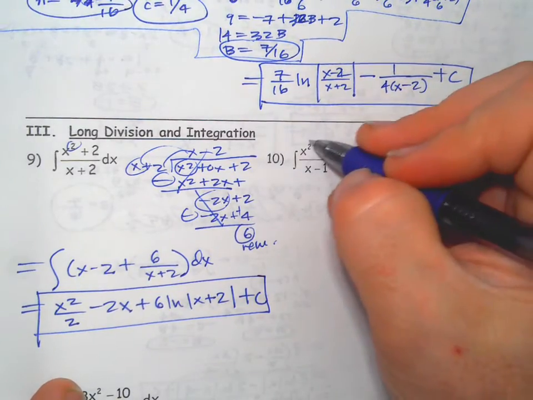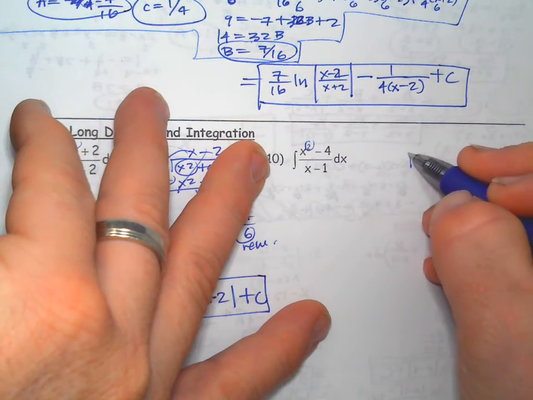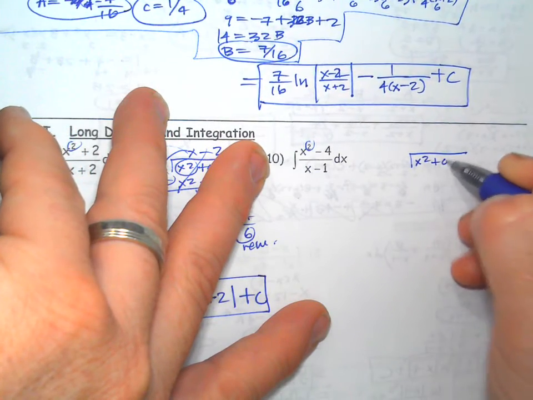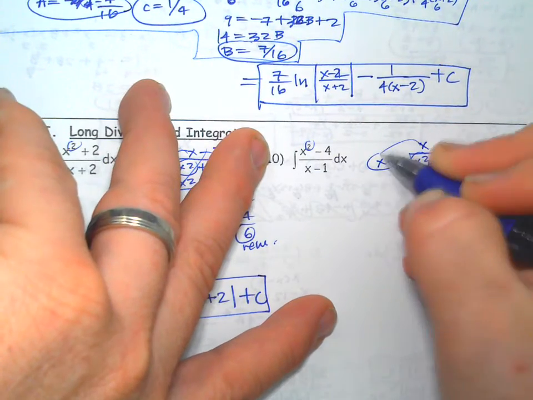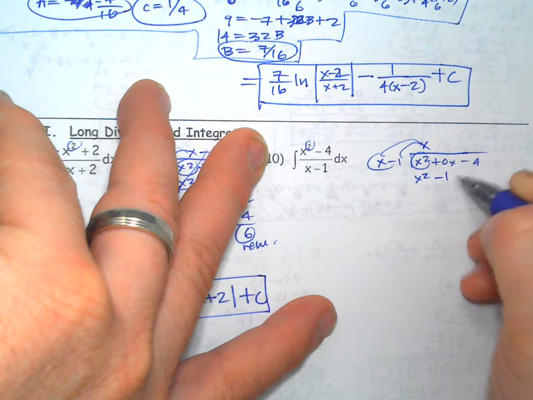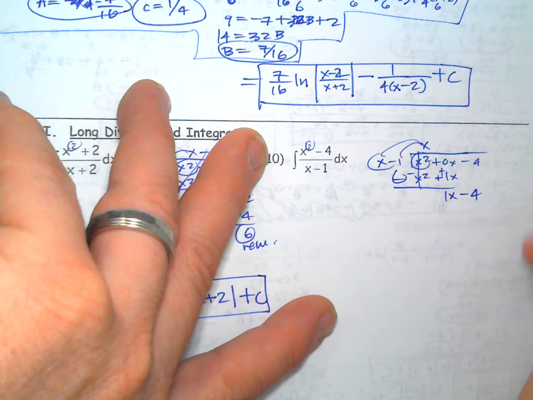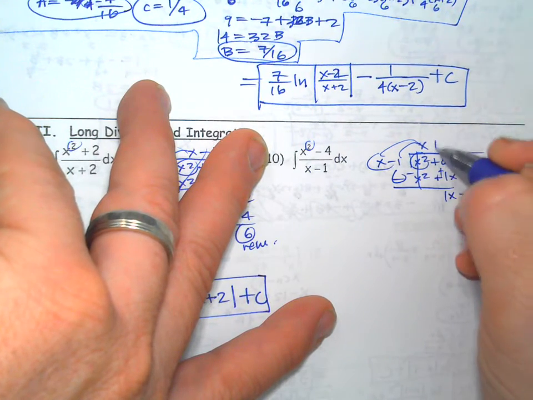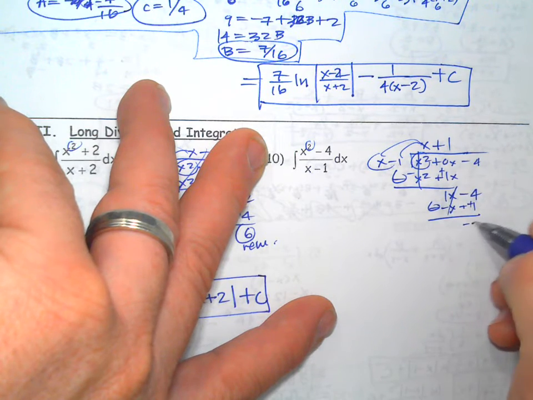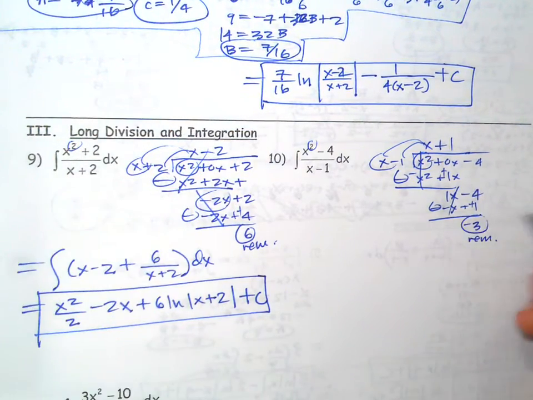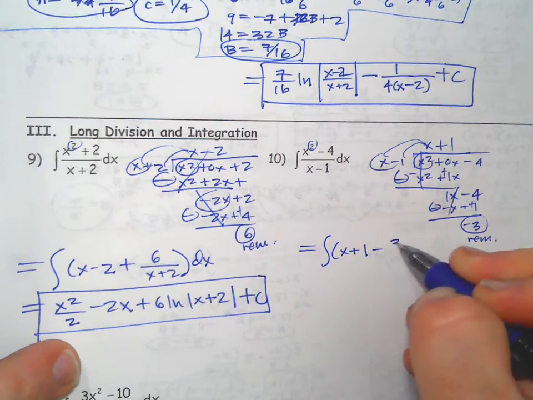Next one, the degree of the top is bigger than or equal to the denominator. You have to start with long division. So that's going to be x squared plus 0x minus 4 divided by x minus 1. So it's going to be x squared minus 1x. Subtract. Drop the next term down. x into x is 1. Subtract. That's the remainder. So we get x plus 1 minus 3 over x minus 1.